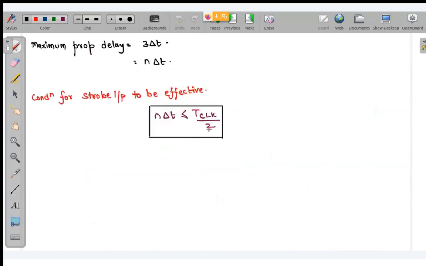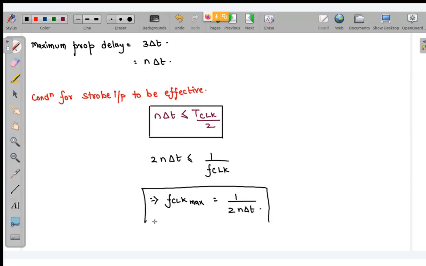Now I can write, or even get, the maximum clock frequency. Look over here. I can write 2 n del t less than 1 by f CLK. So I can write f CLK max, the maximum clock frequency for propagation delay del t, should be equal to 1 by 2n del t. This is the maximum clock frequency for your propagation delay del t when there are n number of flip-flops.